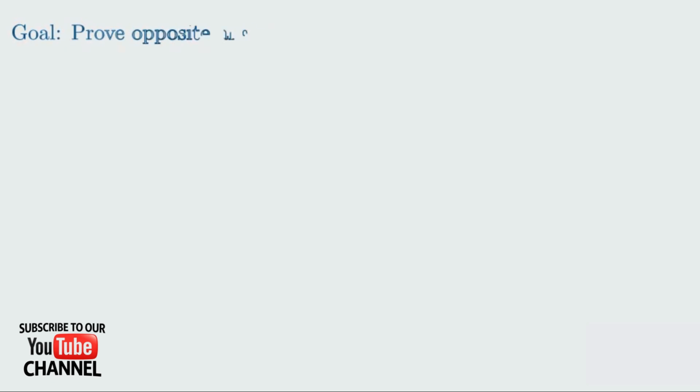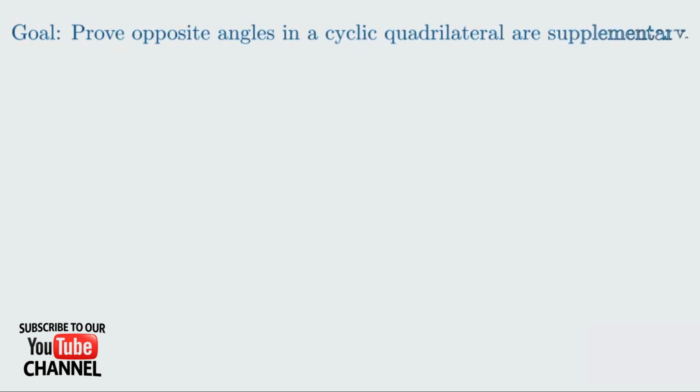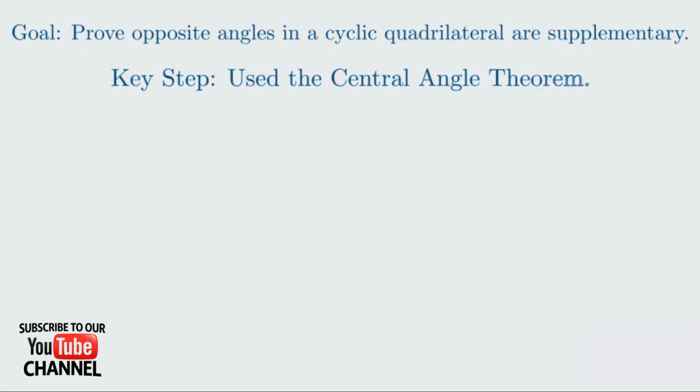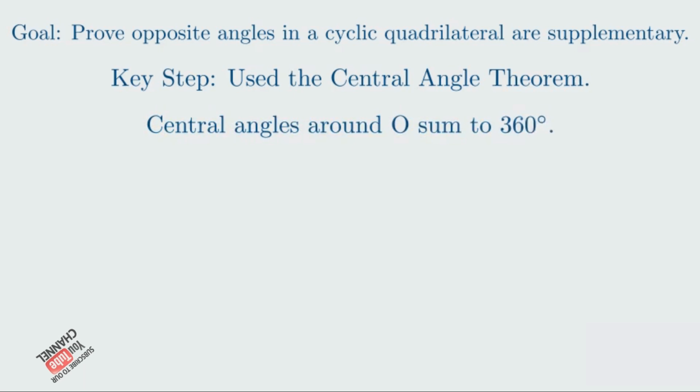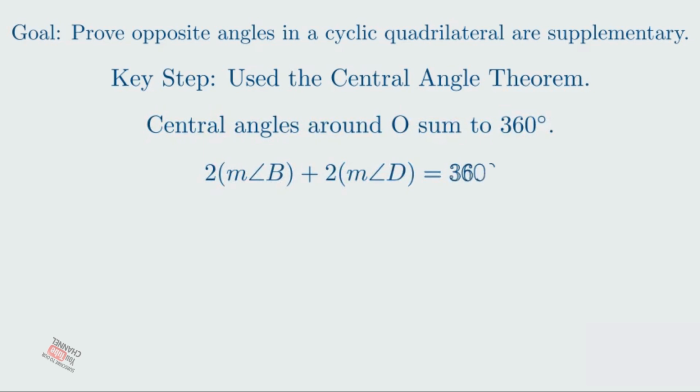Our goal was to prove the theorem about cyclic quadrilaterals. To do this, we used the central angle theorem, which states that a central angle is twice an inscribed angle that subtends the same arc. We applied this theorem to our quadrilateral, relating the two pairs of opposite angles to the central angles at the center of the circle. By doing this, we connected the opposite angles. Because the two central angles around point O add up to 360 degrees, we were able to deduce that the two opposite inscribed angles, angle B and angle D, must add up to 180 degrees.